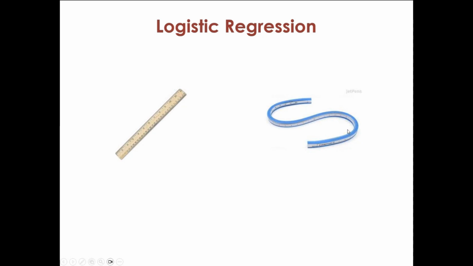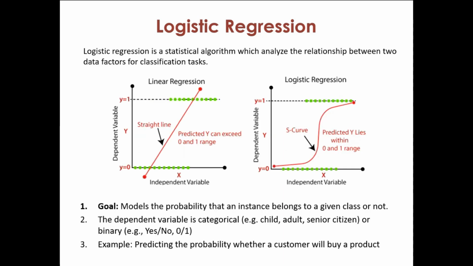Usually it looks like a U curve, N curve, or S curve. So logistic regression is a statistical algorithm which analyzes the relationship between two data factors for classification tasks. The keyword here is classification. Now let's compare the left chart and the right chart.